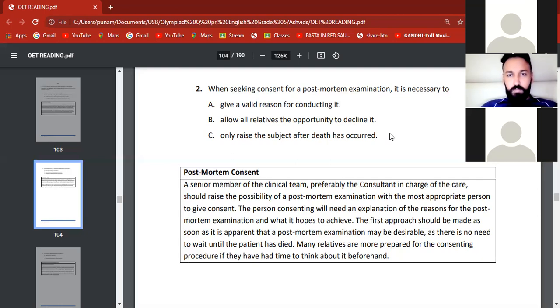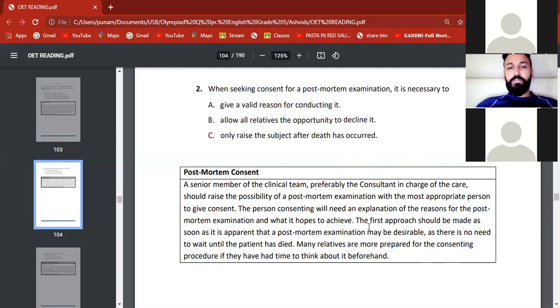The person consenting will need an explanation of the reason for the postmortem examination and what it hopes to achieve. So we have to tell a valid reason, an explanation of why it is being conducted. Which option is that? Option A. We'll need an explanation of the reason for the post-mortem, so give a valid reason for conducting it, and what it hopes to achieve. It is matching option A, correct? Valid reason and explanation of the reasons. Okay, so let's read it further.